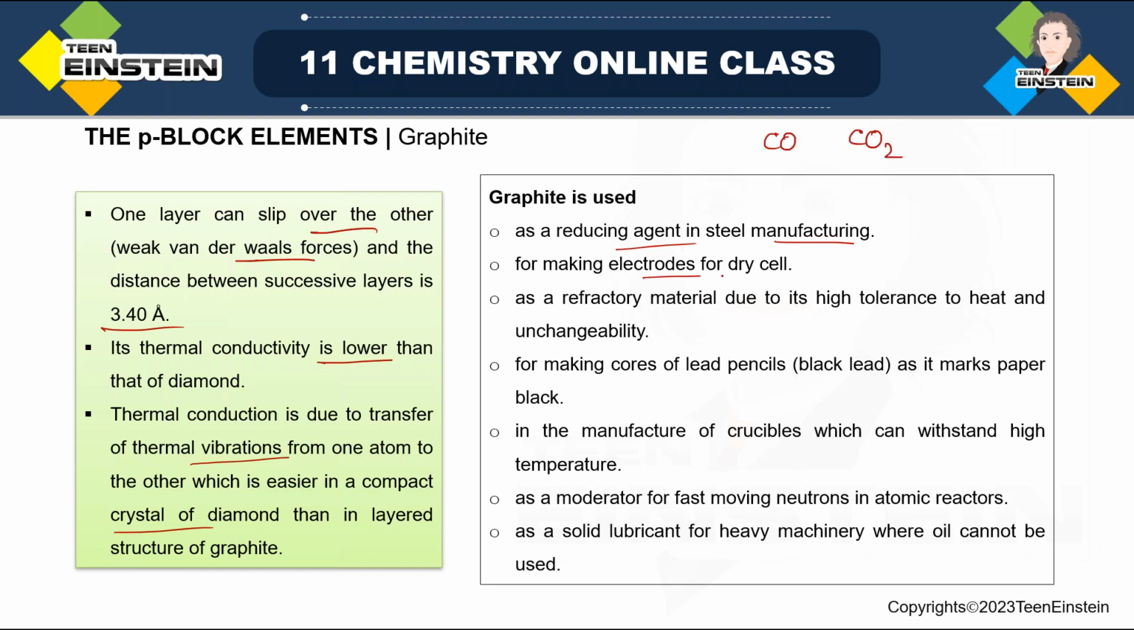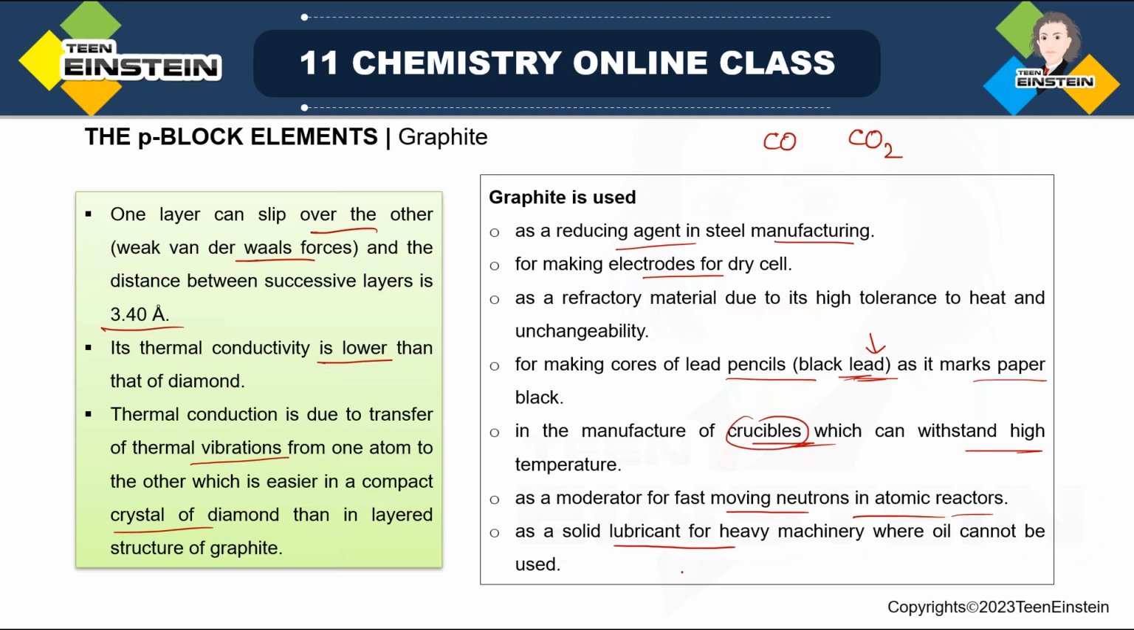As a refractory material for making electrodes for dry cells. We know in the lead pencil, we call it lead pencil because of this almost black color. Now if you are asking why it is called lead, it is not that lead is present, it is simply called this way as it marks paper black. In the manufacture of crucibles, because it can withstand very high temperature, and for making crucibles, high temperature resistance must be present. As a moderator for fast moving neutrons in atomic reactors, and as a solid lubricant.